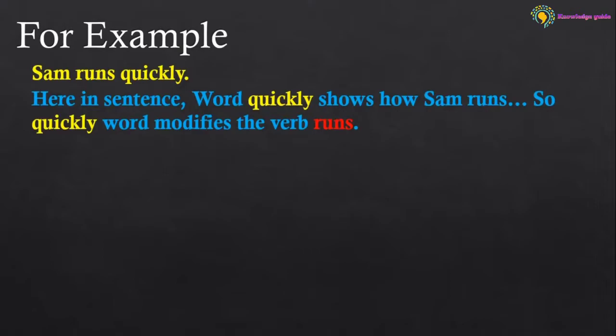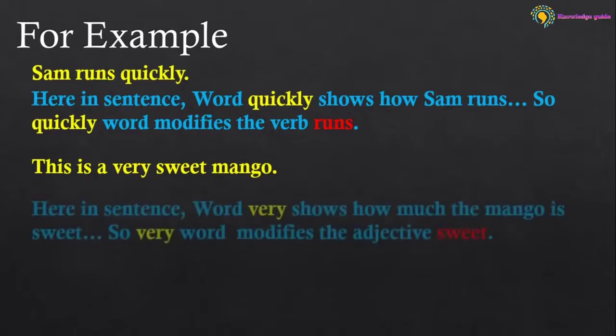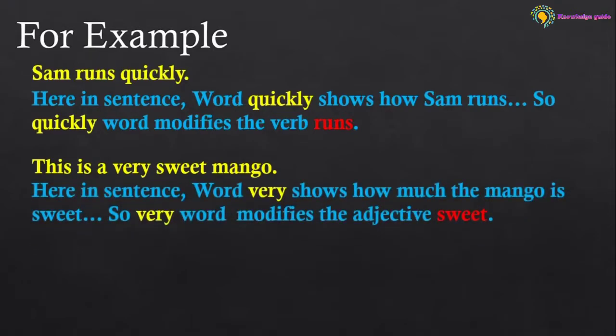Adverbs can also modify other adverbs. So, this is a very sweet mango. In this sentence we know that the mango is sweet, but how sweet is it? The word very shows how much the mango is sweet, so very modifies the adjective sweet. The mango is already sweet, but we don't know that it has more sweetness in it, so we added very.